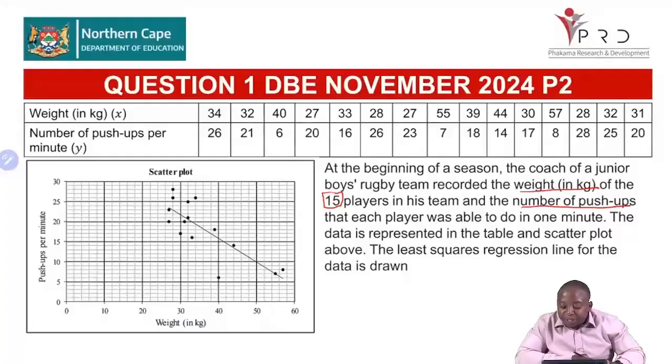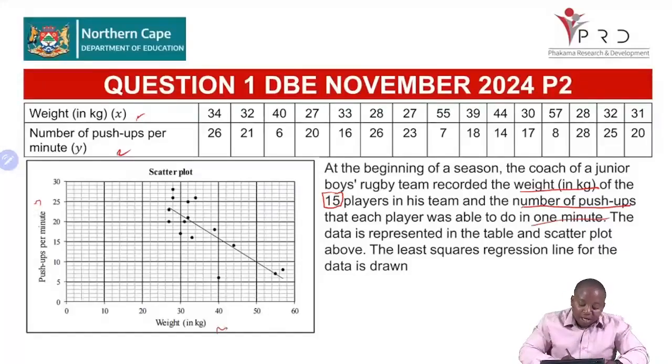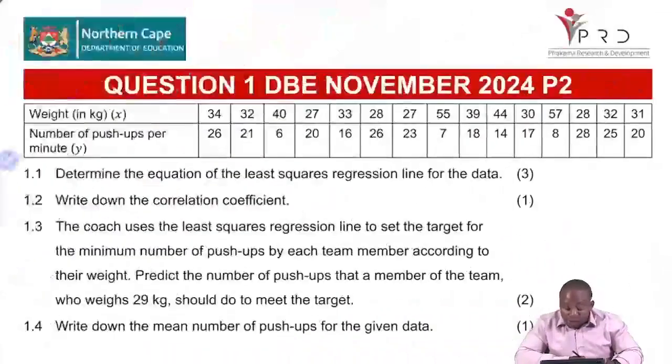The data is represented in the table and the scatter plot above. The least squares regression line for the data is also drawn. So we can see that we have weight in terms of X, and number of push-ups per minute in terms of Y. Then we have the scatter plot that is drawn for us. Right, now let us go into our question.